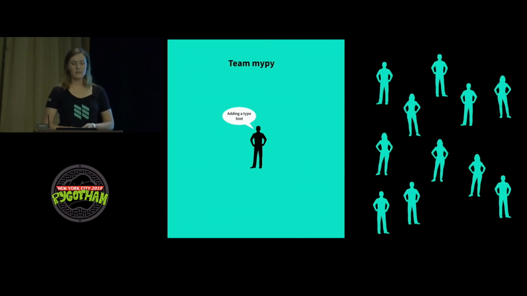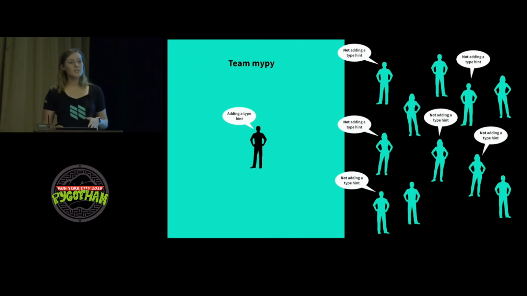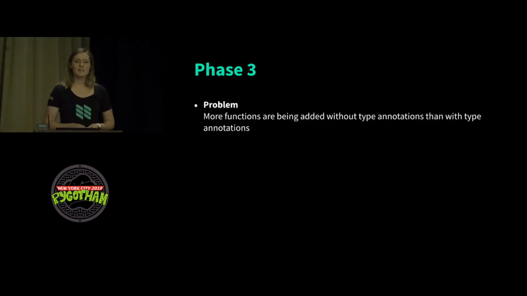Although one engineer was adding type annotations as they worked, the rest of the engineering team was adding functions without type annotations, which means that there were more functions being added without type annotations than with type annotations. And thus, our metric of success was still decreasing. Which brings us to phase 3. In order to make forward progress, we needed the entire engineering team to contribute and add type annotations.